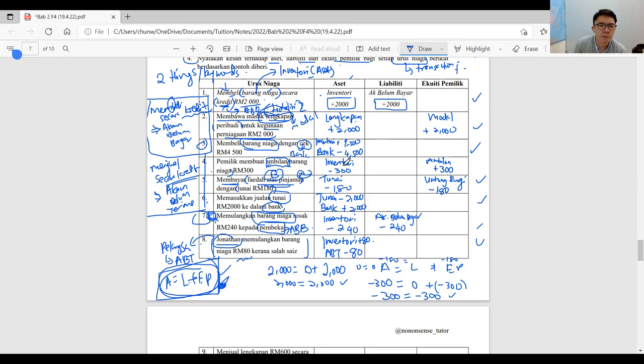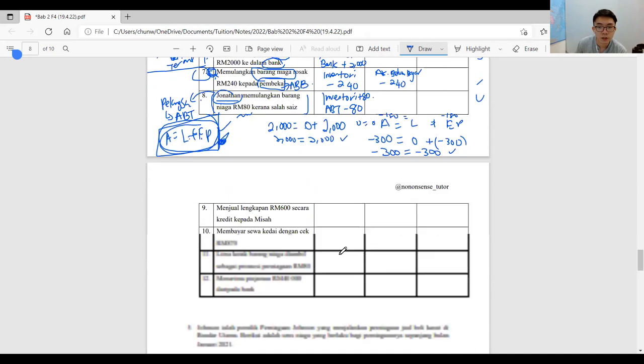You can see that all these are actually mostly, at least, all right, at least there are two accounts, right? At least two. Okay, now what is next?